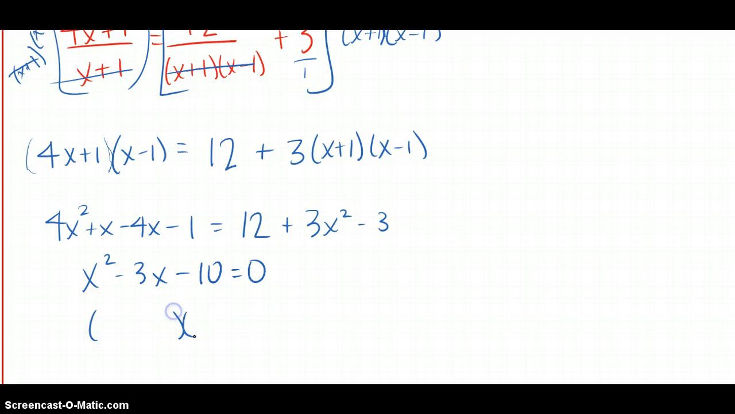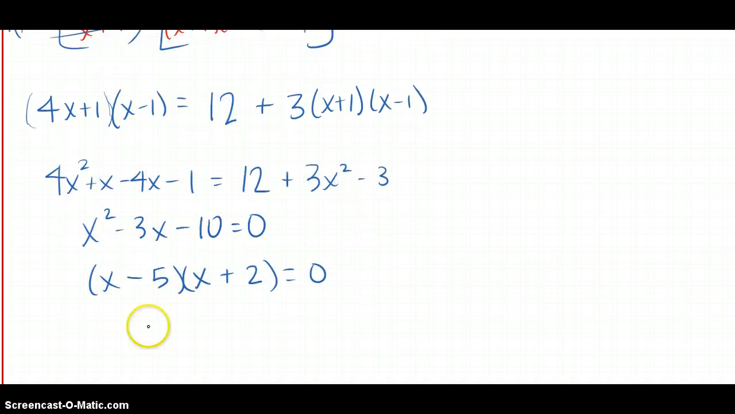So if I factor this out, I'm looking for factors of 10 that subtract to give me 3, which would be 5 and 2. This negative means opposite signs. This negative in the middle means I want the bigger number to be with the negative. So if I set both of those equal to 0, my solutions are 5 and negative 2.